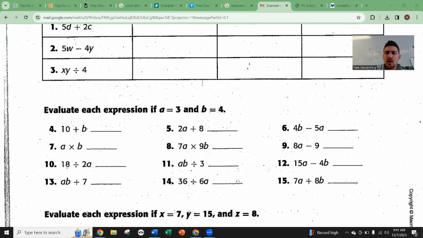Over here. Ooh, that's interesting. I don't think they meant to do that.